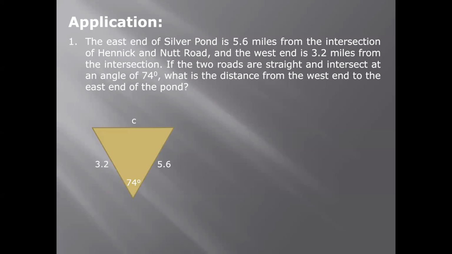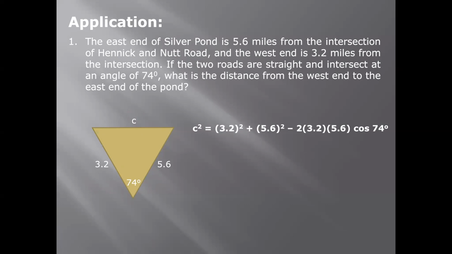Now let us represent the triangle. Suppose this is our representation, wherein the east end is 5.6 miles, the west end is 3.2 miles, and the angle of their intersection is 74 degrees. We are asked to find the distance opposite of the given angle. Let us name that side as side C. Now let us use the formula in finding the length of a side in law of cosine.